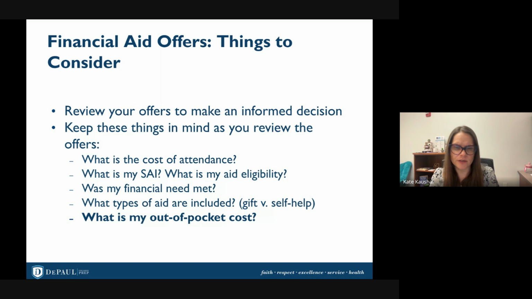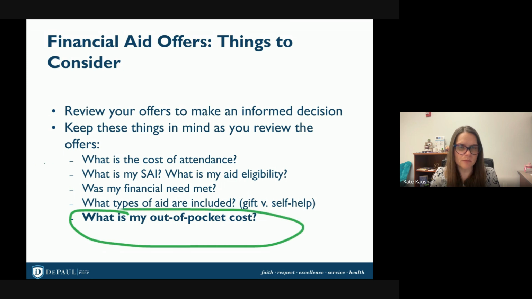So will I be doing a payment plan, or how are we going to do this as a family? Some colleges will offer a ton of self-help loans that maybe you don't want, whereas others will be making an effort to put a lot of gift aid on there, so that free money. And then the big important thing is, what is my out-of-pocket cost?